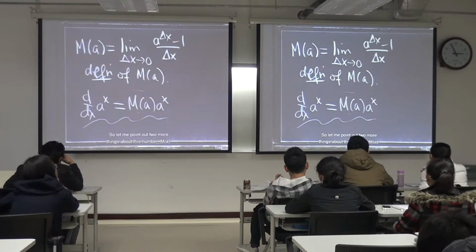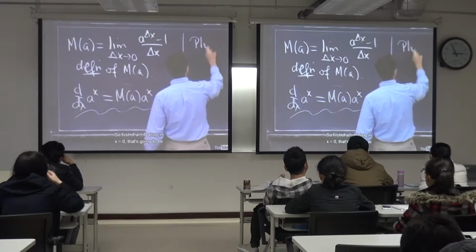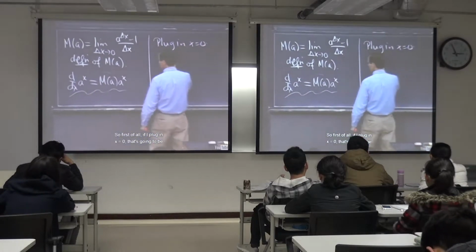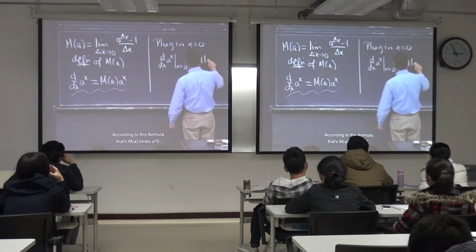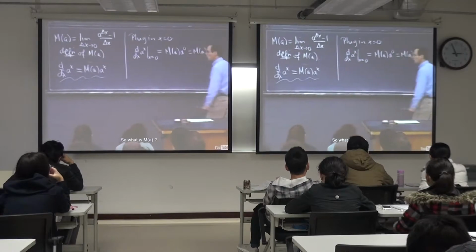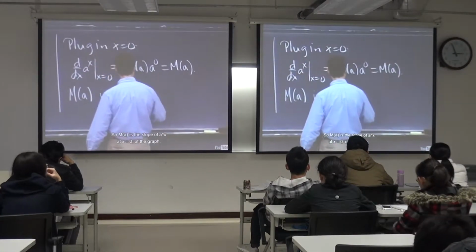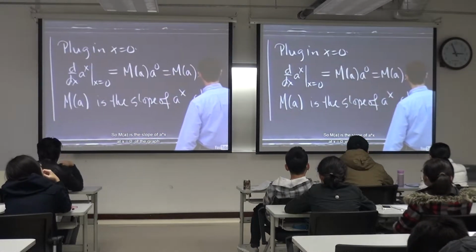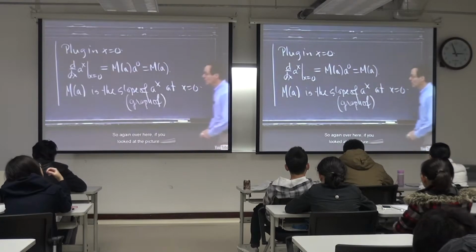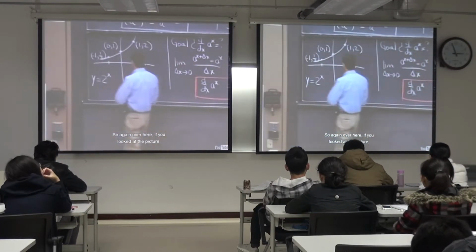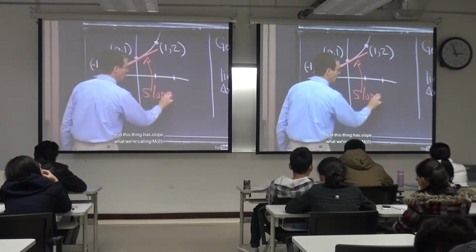So now let me point out two more things about this number, m of a. First of all, if I plug in x equals 0, that's going to be d by dx of a to the x at x equals 0. According to this formula, that's m of a times a to the 0, which is, of course, m of a. So what is m of a? m of a is the derivative of this function at 0, so m of a is the slope of the graph of a to the x at x equals 0. So again, over here, if you looked at the picture, I'll draw the one tangent line in here, which is this one here. And this thing has slope, what we're calling m of 2.